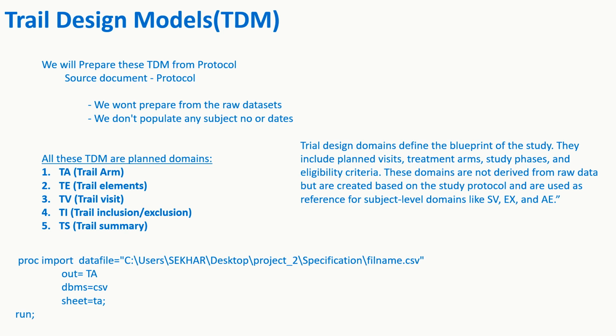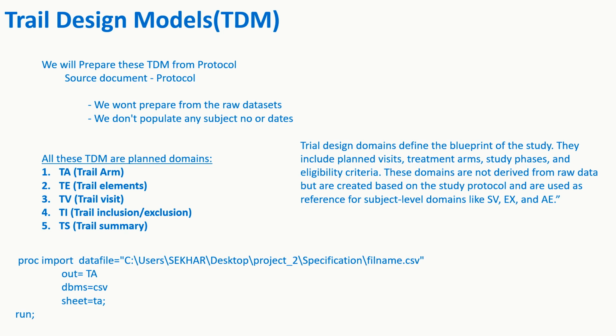So, according to the SDTM implementation guide, the domains are divided into four types. The first one is special purpose domains, the second is domain models based on observation class, the third is relrec and supplementary domains, and finally the trial design models. So what are trial design models?